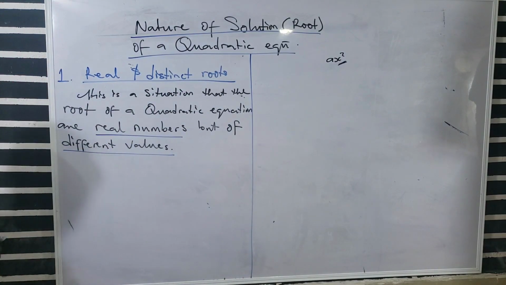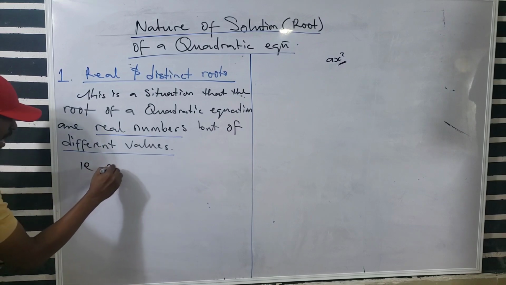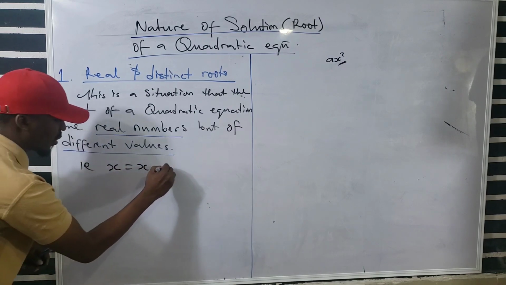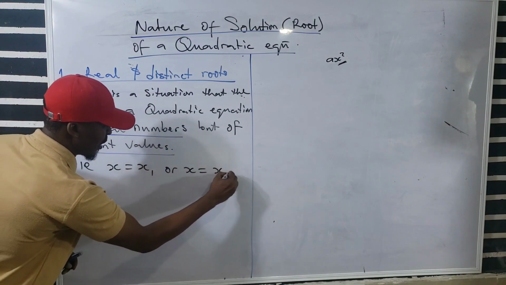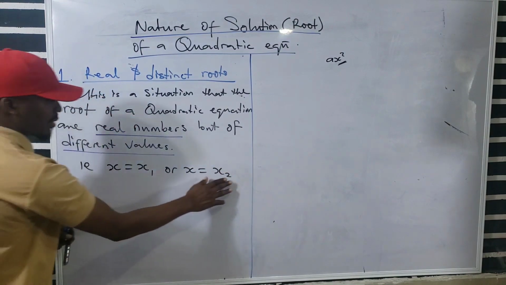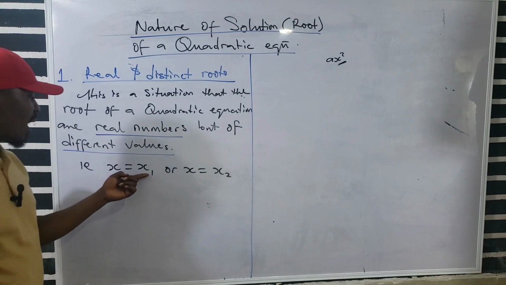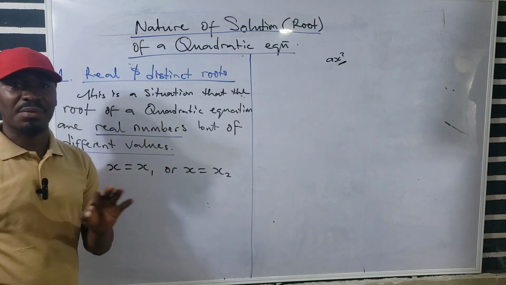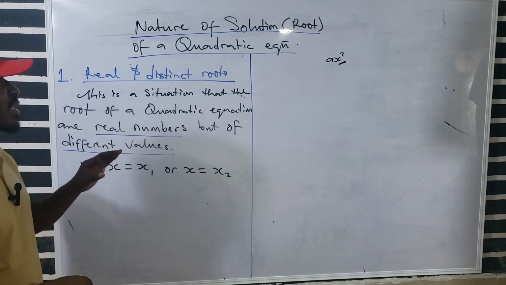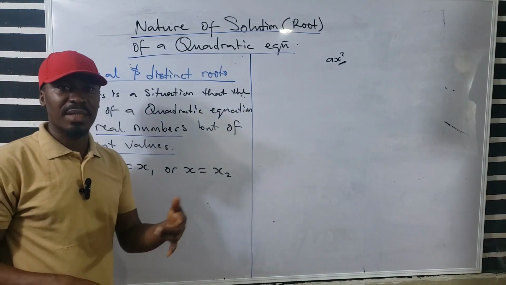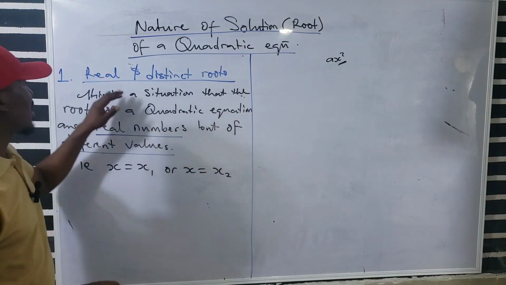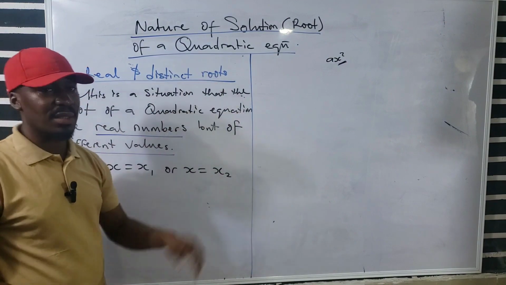So what does that mean? That is x equals x1 or x equals x2. These are the roots of the equation. So anytime you solve a quadratic equation and you have two different numbers that are real numbers, it simply means that the kind of solution that particular quadratic equation has is a real and distinct root.